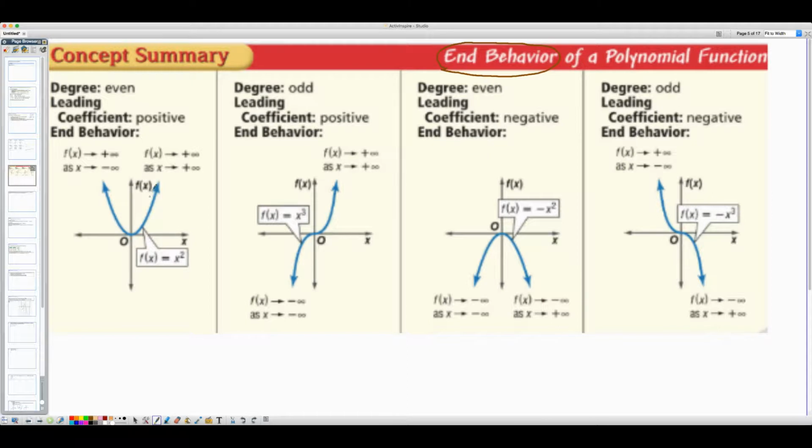It's an even degree, so it starts and ends both in the same direction. The coefficient is positive, so it's going to be up and up. And the end behavior is going to end at positive infinity. For an odd one with a positive leading coefficient, it starts at negative infinity and ends at positive infinity. And here we have a negative coefficient, so it's going to start negative and end at negative. And for the odd one, it'll start at positive, and the end behavior is it ends at negative infinity. Okay.